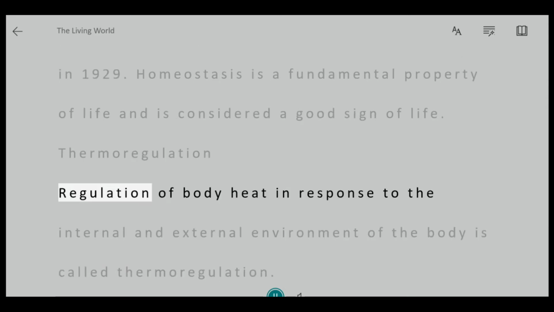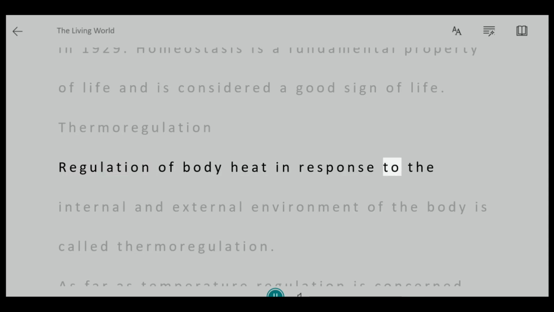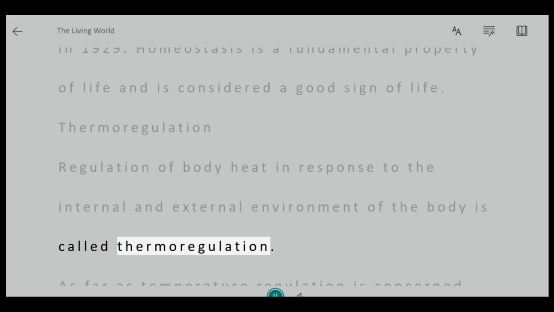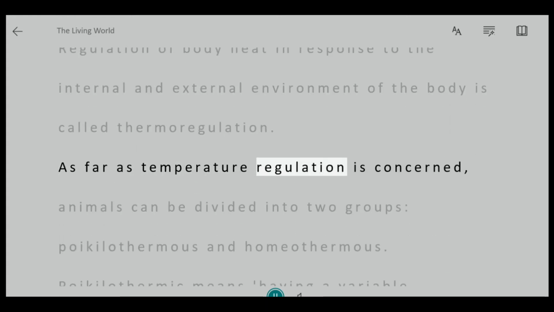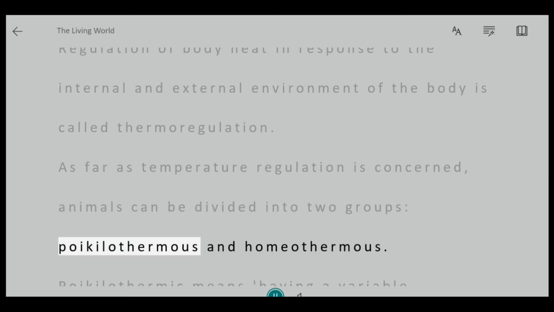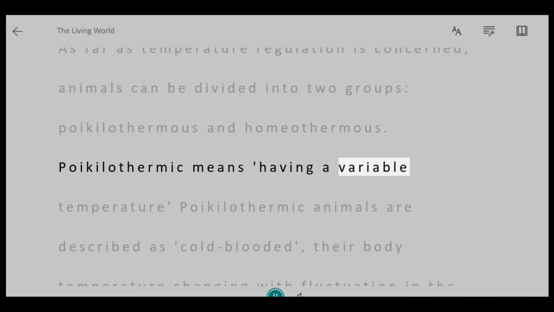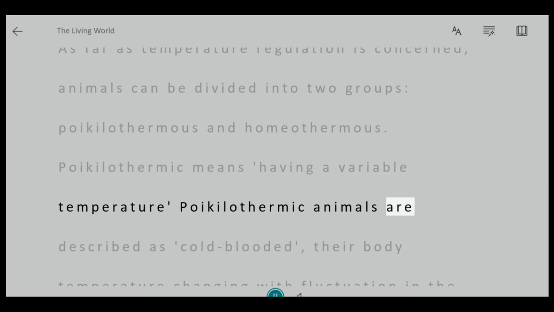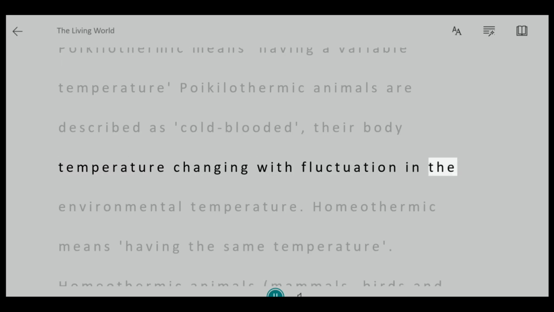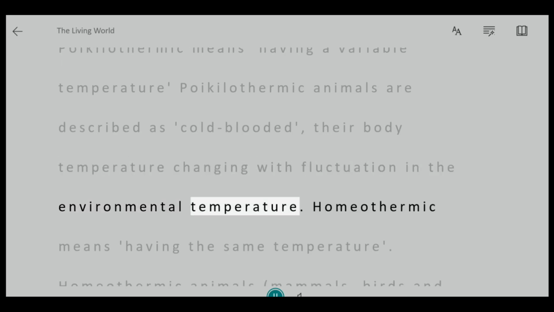Thermoregulation. Regulation of body heat in response to the internal and external environment of the body is called thermoregulation. As far as temperature regulation is concerned, animals can be divided into two groups, poikilotherms and homeotherms. Poikilothermic means having a variable temperature. Poikilothermic animals are described as cold-blooded, their body temperature changing with fluctuation in the environmental temperature.